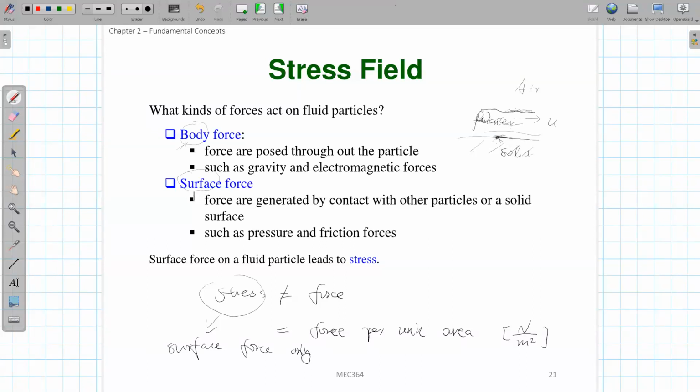So the stress we are going to talk about focuses on the surface force. The surface force gives you the stress.